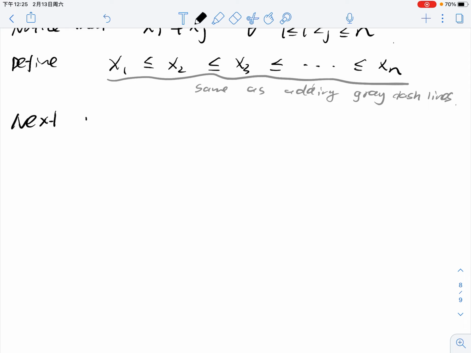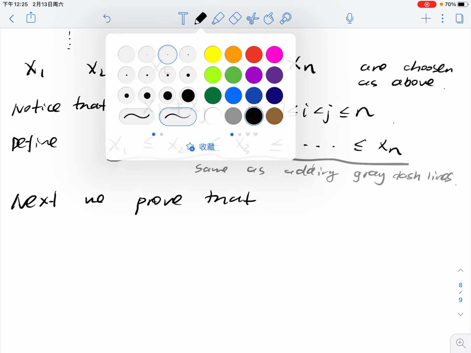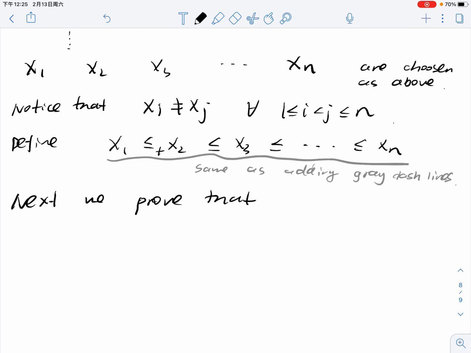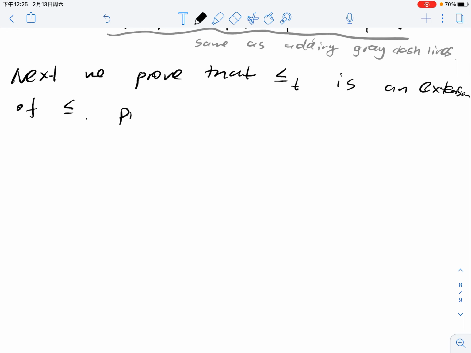Next, we prove that this is an extension of the partial order. So we prove it by contradiction.